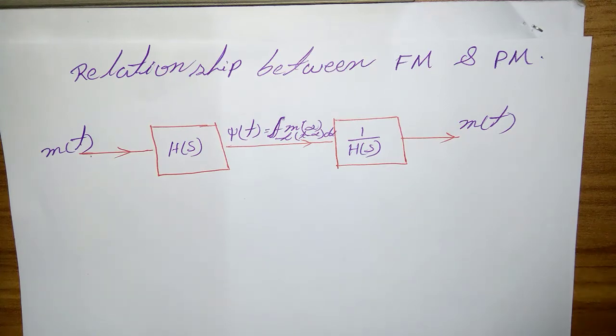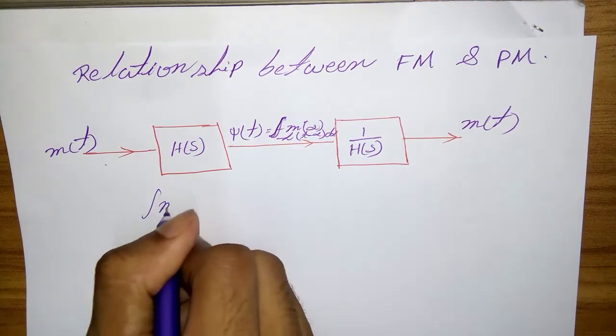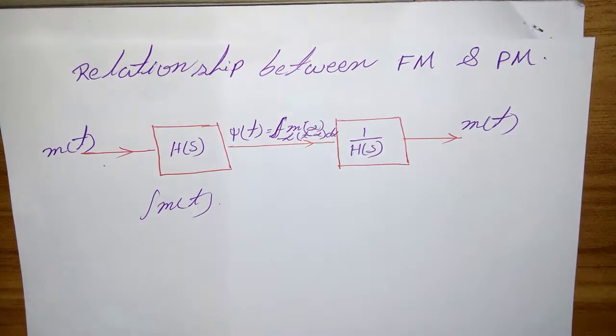Okay. So here are the main equations for FM and PM. The angle of a carrier is varied in proportion to the measure m(t). In PM, it is directly proportional to m(t), whereas in FM, it is proportional to the integral of m(t).